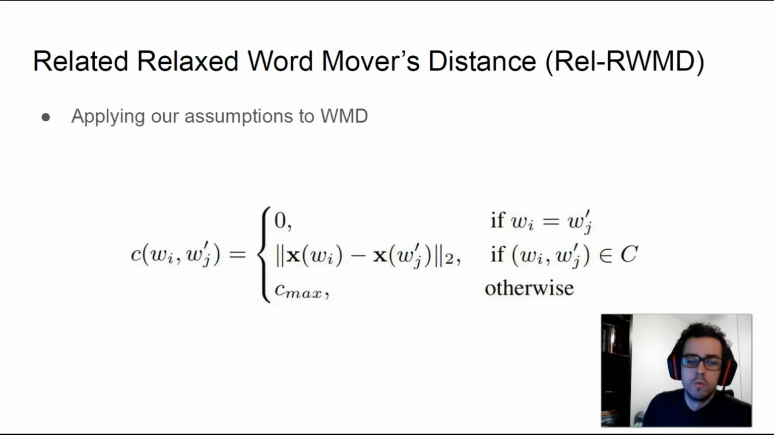And for modifying the Relaxed Word Mover's Distance, which in our case is named Related Relaxed Word Mover's Distance, or Rel-RWMD, we have to modify the original cost function a little bit. The idea is that instead of the Euclidean distance, it is now the Euclidean distance only if the word pair is in the cache, otherwise it is the value Cmax.